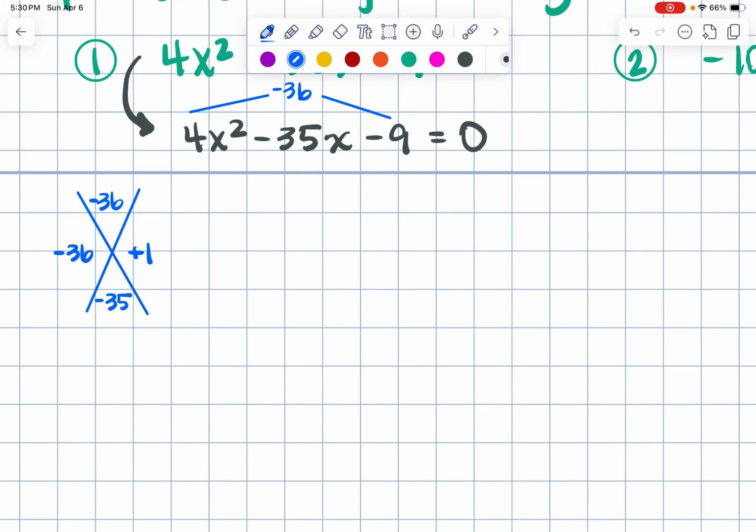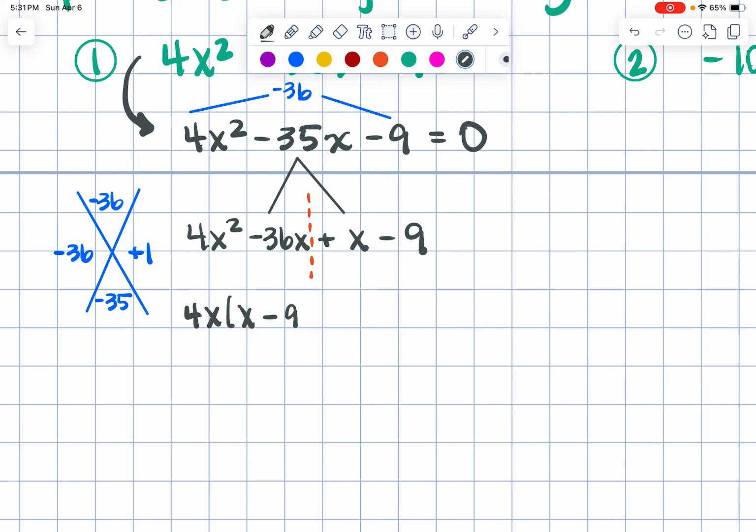Remember that? All right, so I'm going to split my negative 35x into negative 36x plus 1x, and then bring down my 4x squared and my minus 9. So I've turned my 3 terms back into the original 4 terms, and now I can factor by grouping. I'm going to split it down the middle, and we're going to do GCF, GCF, GCF, 3 times in a row. On the left side, I can take out a 4x, which gives me x minus 9.